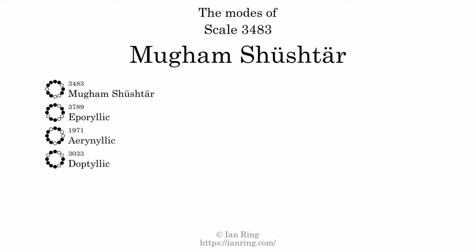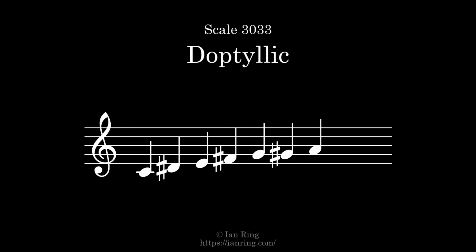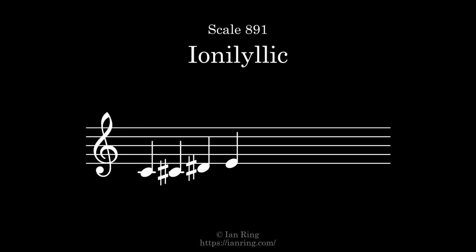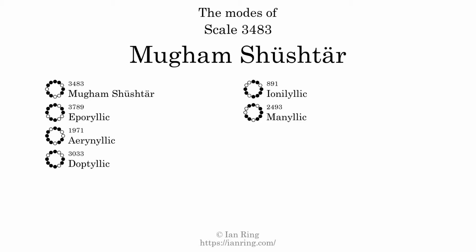The fourth mode is scale 3033, also known as doptylic. It sounds like this. The fifth mode is scale 891, also known as ionolylic. It sounds like this. The sixth mode is scale 2493. Also known as monelylic. It sounds like this.